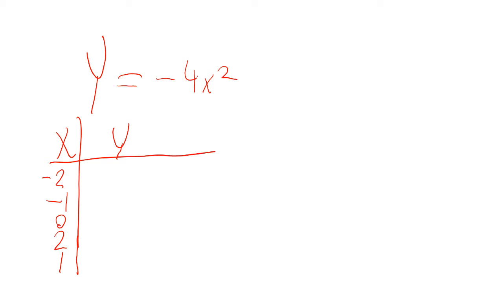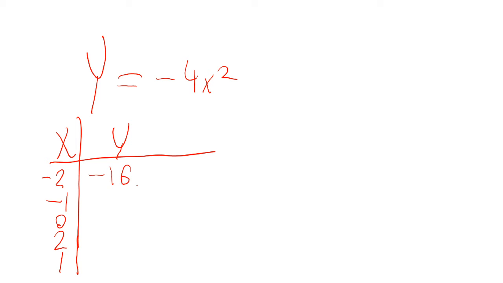Now, if we put in negative 2 here, how are we going to do this? Negative 2 squared is negative 2 times negative 2, which is 4. Then we have negative 4 times 4. Negative 4 multiplied by 4 is negative 16.